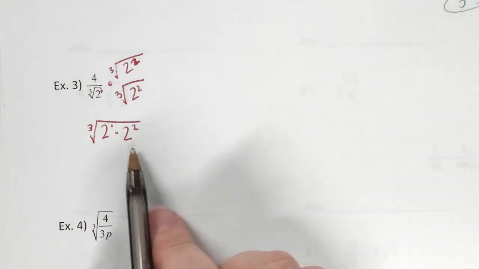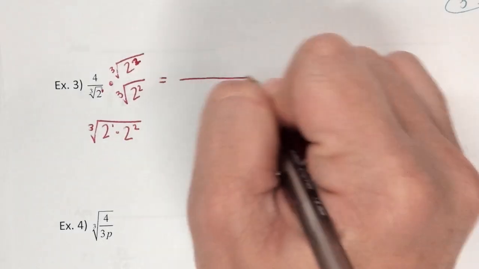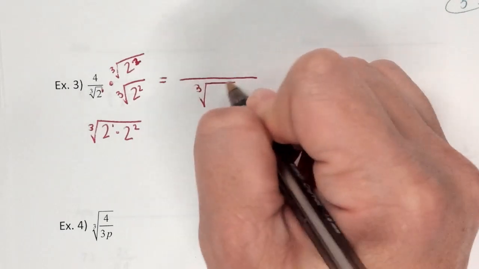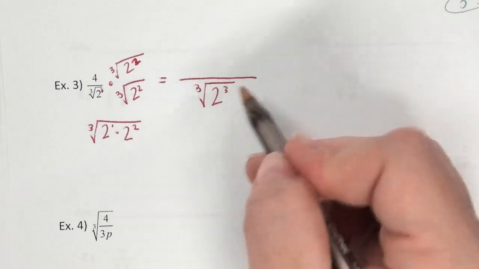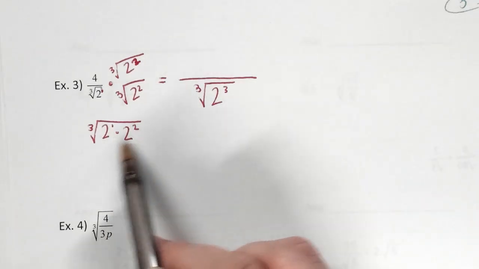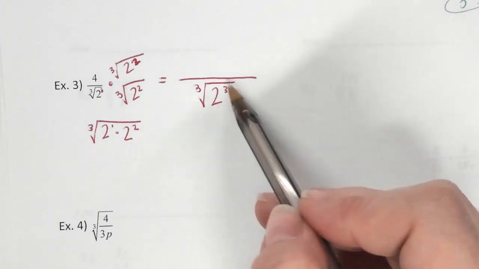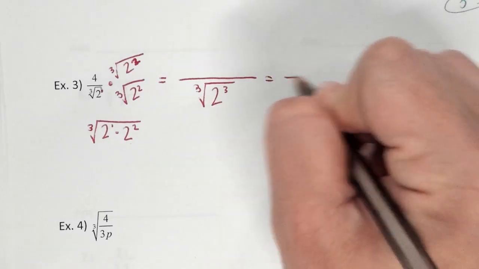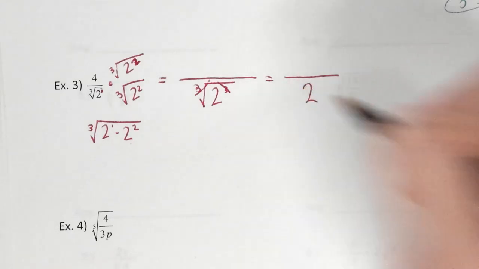When my bases match and I'm multiplying, what would we do with the exponents? We add them, so this becomes the cube root of 2 cubed, because 1 plus 2 is 3. Remember, you don't multiply the 2s because you have to follow the law of exponents first. Well, what happens to the cube root and the cube? They cancel, and what am I left with in my denominator? 2.